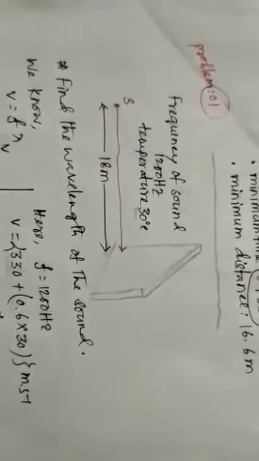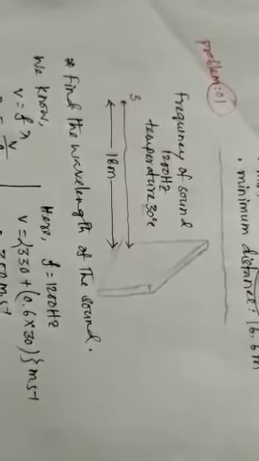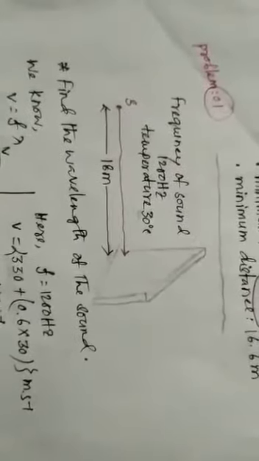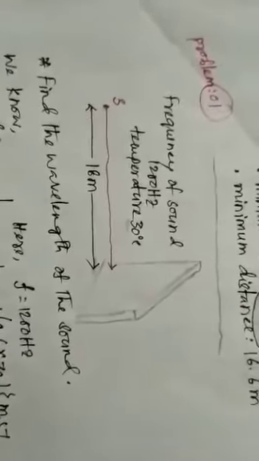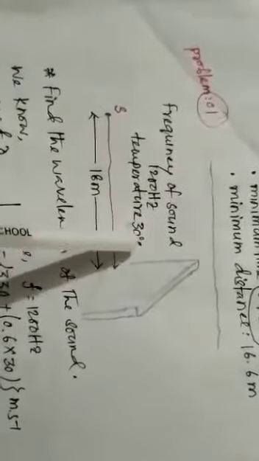After finishing any chapter, we have to do some creative questions, and here are your creative questions from the chapter on waves and sounds. This is the first creative question. You can see there is a barrier or a wall, and there is a source of sound. The frequency of the sound from this source is 1200 hertz, and the temperature of the place is 30 degrees centigrade. The distance between the source and the wall is 18 meter.